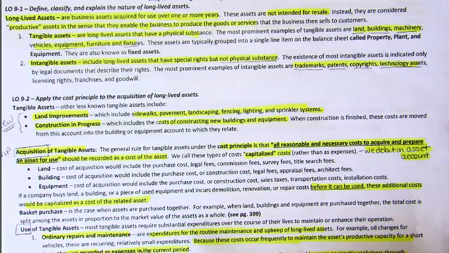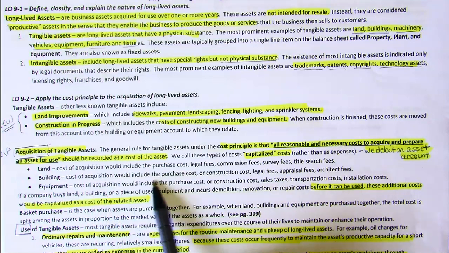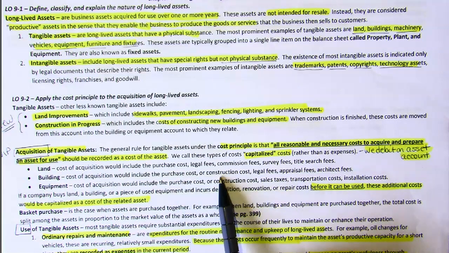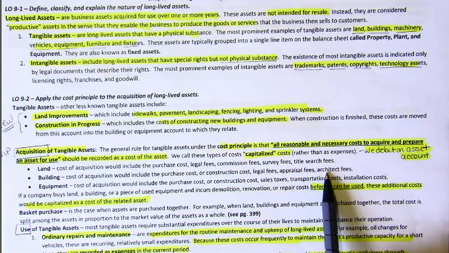So for land, capitalized costs would include the acquisition purchase cost, any legal fees, commission fees, survey fees, title search fees, and if you have to prepare the land in any way by grading and leveling it and so on, that would be considered part of the cost of the land. So as you pay for these things, you will debit the land account. With regard to buildings, certainly the purchase cost of a building or construction cost if you're building it, any legal fees, appraisal fees, architect fees, all of those would be debited to the building account as you have to pay for those things.